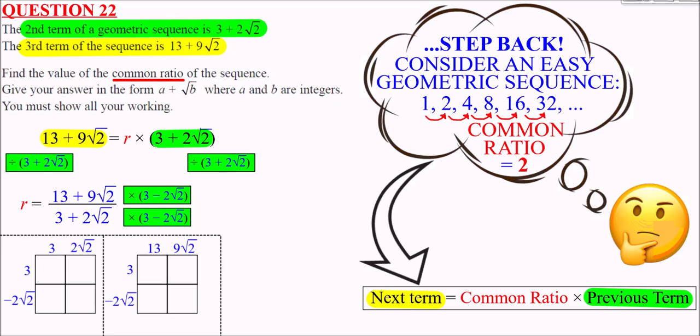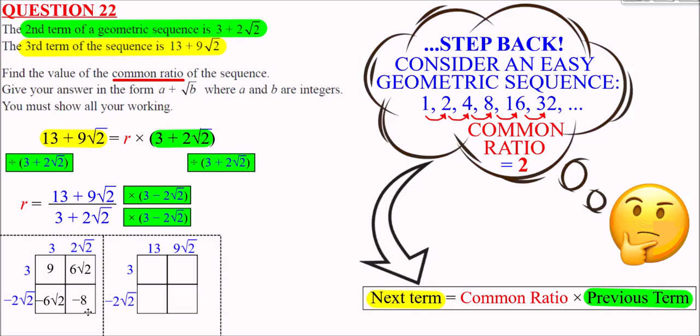If I go for the top left first, 3 times 3 is 9. This one next, 3 multiplied by 2 root 2 gives 6 root 2. Next, 3 multiplied by minus 2 root 2 gives minus 6 root 2. And finally, 2 root 2 multiplied by minus 2 root 2. Well, 2 times minus 2 is minus 4. Root 2 times itself is 2. So I'm going to get minus 4 times 2, which gives minus 8.